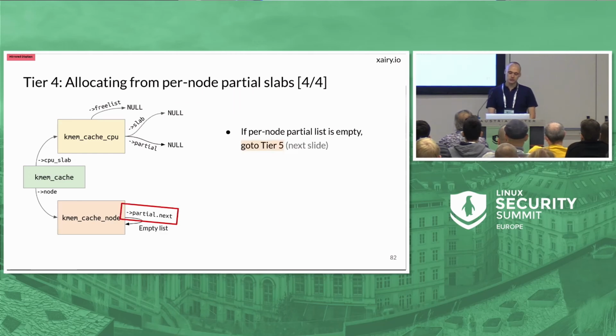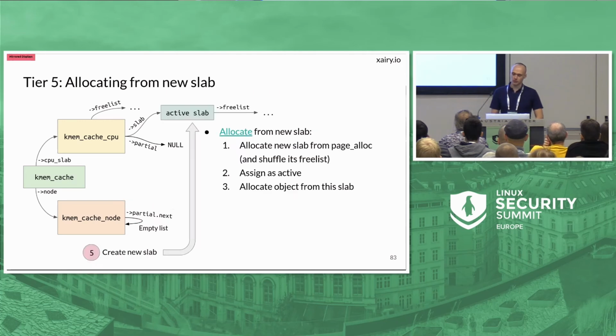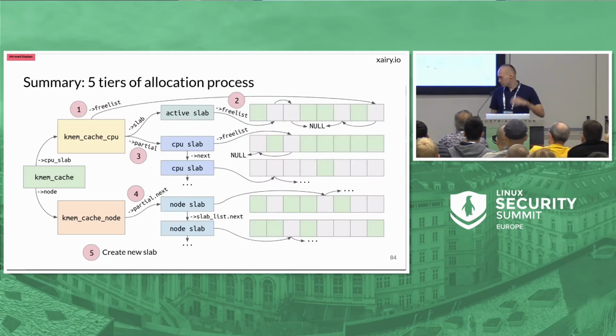And the final case is when we don't have any slabs on any of the lists. In this case, the SLUB allocator just allocates a new active slab. So it goes to pagealloc, asks for some pages, creates a free list for the slab in a random order, assigns it as the active slab, and at this point we can allocate an object from the slab. So 5 tiers: lockless free list, per active slab free list, per CPU partials, per node partials, and creating a new slab.